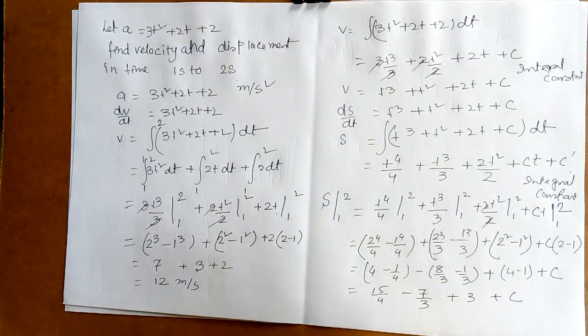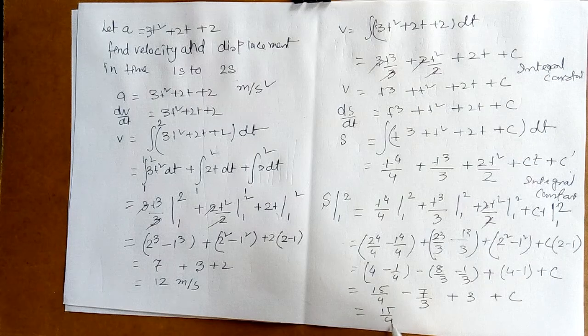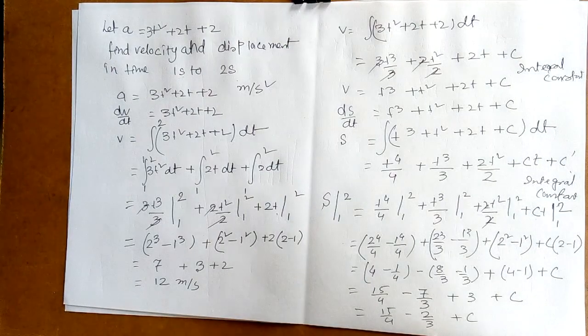Okay, so if you write it together you can do it. So 15 by 4 plus 7 by 3 plus 3; better you calculate it here: 3 threes are 9, and 9 minus 7 is 2, so 15 by 4 minus 2 by 3, and here plus c. Now you calculate: 15 by 4, LCM will be 12, 4 threes are 45 and 3 fours are 12, so 45 minus 8 gives 37, so 37 by 12 plus c.